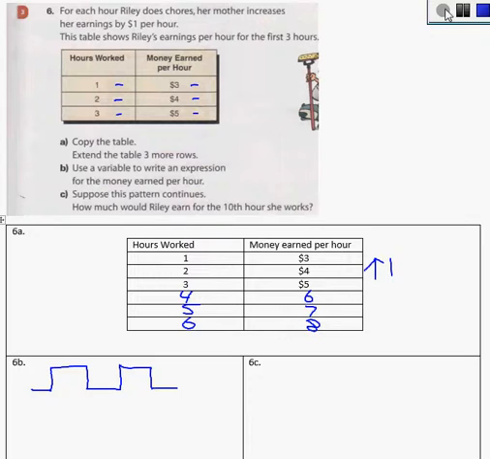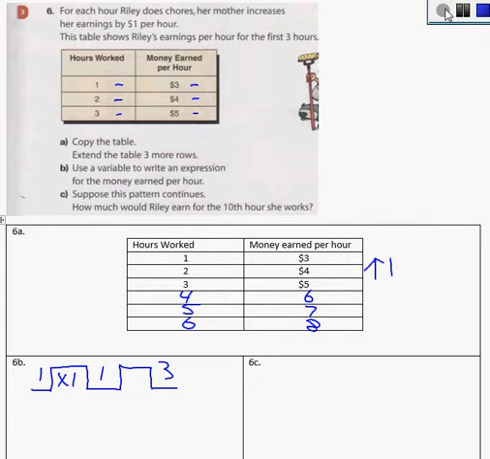Alright, so it's increasing by 1 each time. I'm talking about the money earned per hour. So that might mean that our first operation is a times 1. So what I have to do is test it. So I'm going to put my first hour that I worked and the money earned at the end. It's kind of like the input and the output, right? The input is the hour worked and the output is the money earned. So there's my first input and output. I got 1 times 1, which is 1.